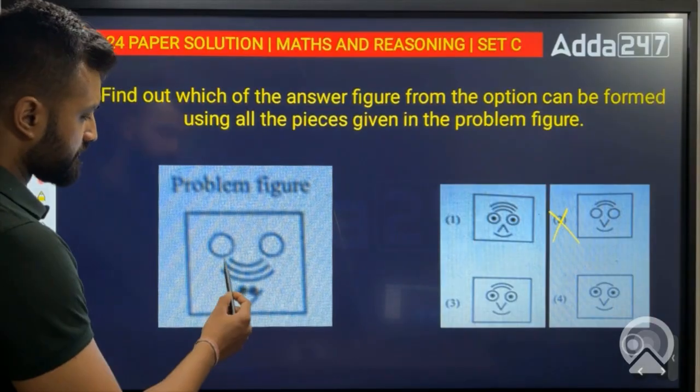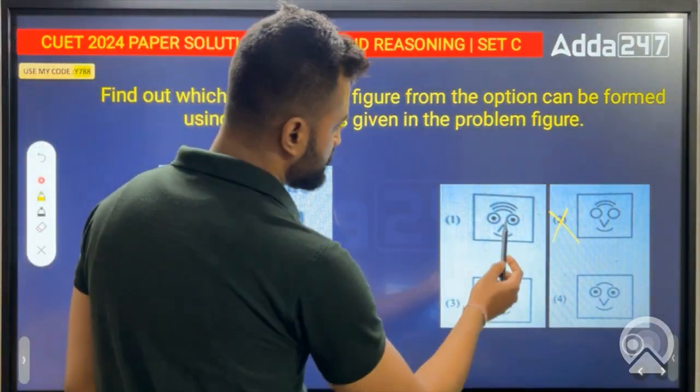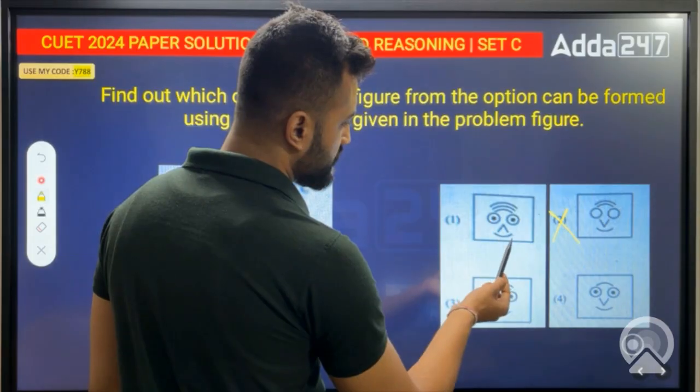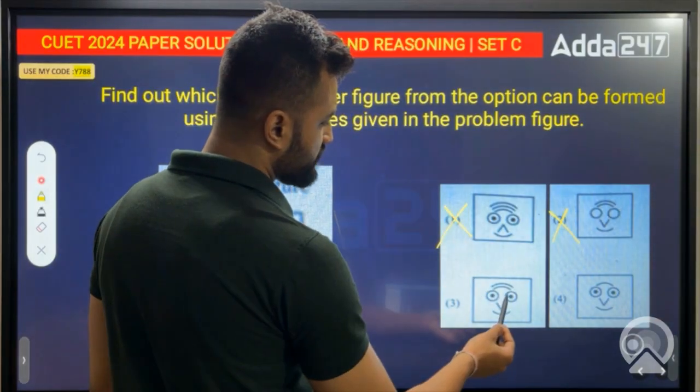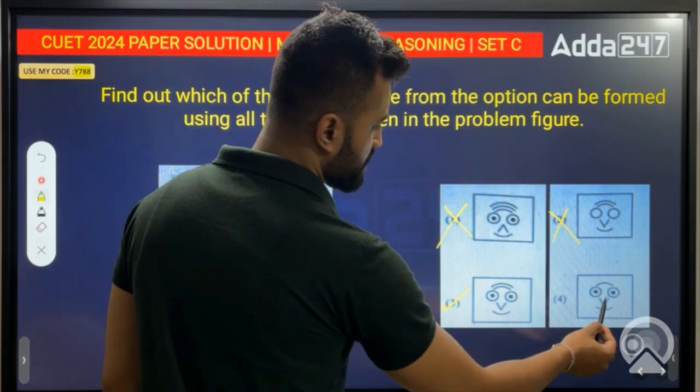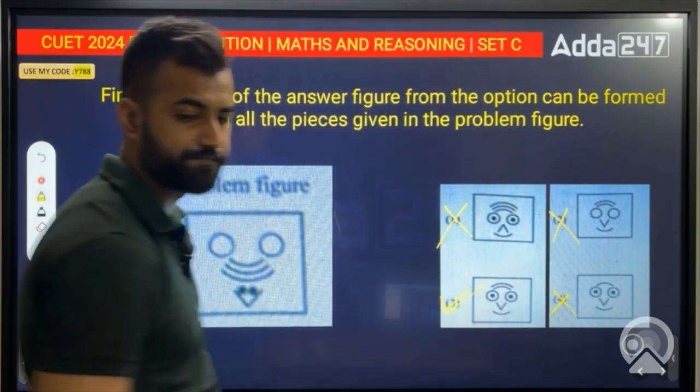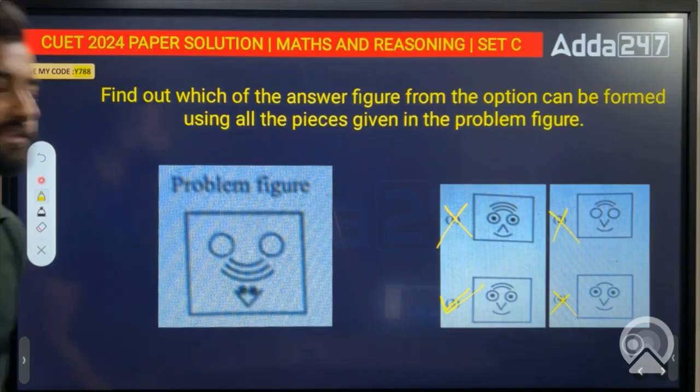Next, 3 curved lines. 3 curved lines are here. Here it has become 4. This won't work, sir. 3 curved lines are here, sir. Yes. 3 curved lines are not here. So the answer would be 3. Simple. 3 is the answer, my friend.